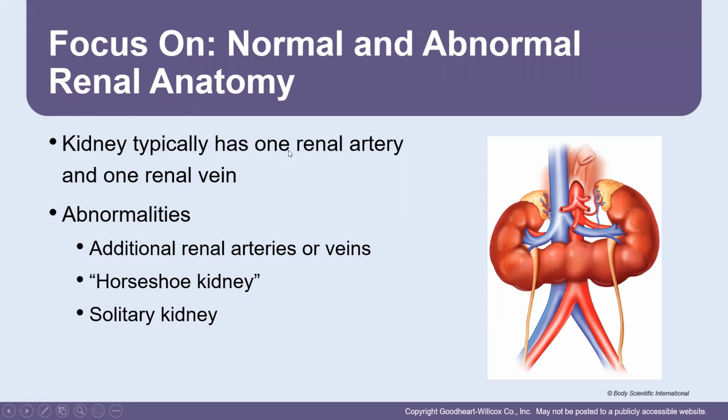The kidney will typically have one renal artery and one renal vein, but we are going to see abnormalities or variants in these regions. You can have additional arteries and veins going into the kidney. There's something called a horseshoe kidney, and we're seeing a picture of it within our PowerPoint. This will be in your textbook as well. Or maybe someone's only born with one kidney. Okay, that's functional. You can absolutely survive with one kidney. Or maybe you'll have two ureters.